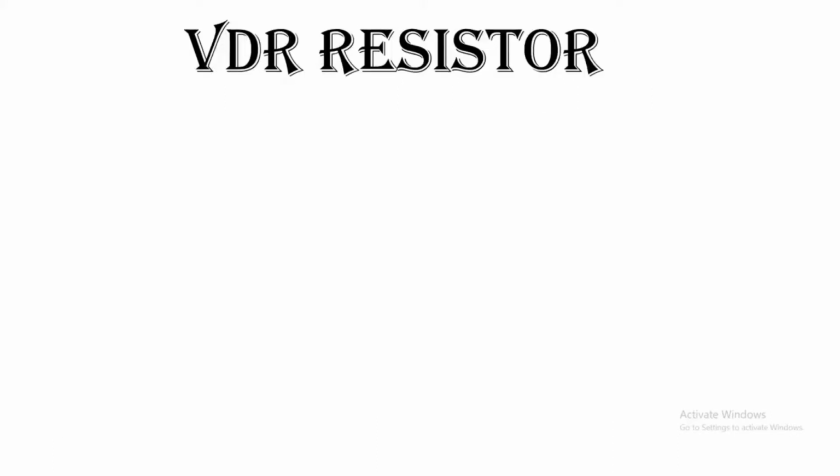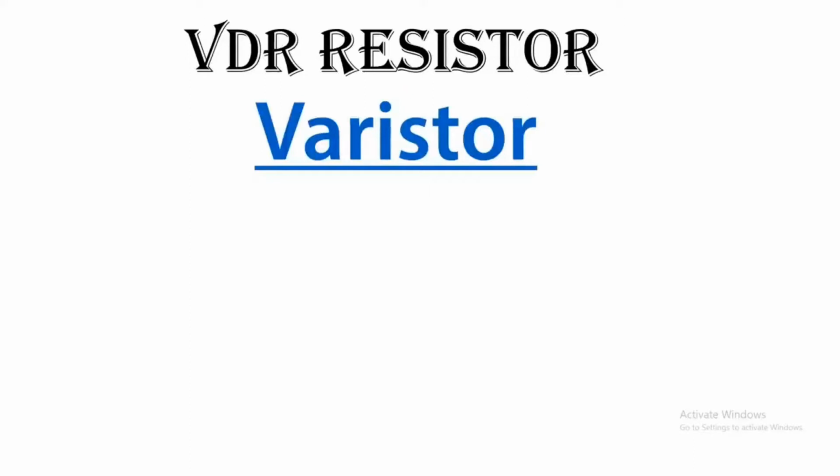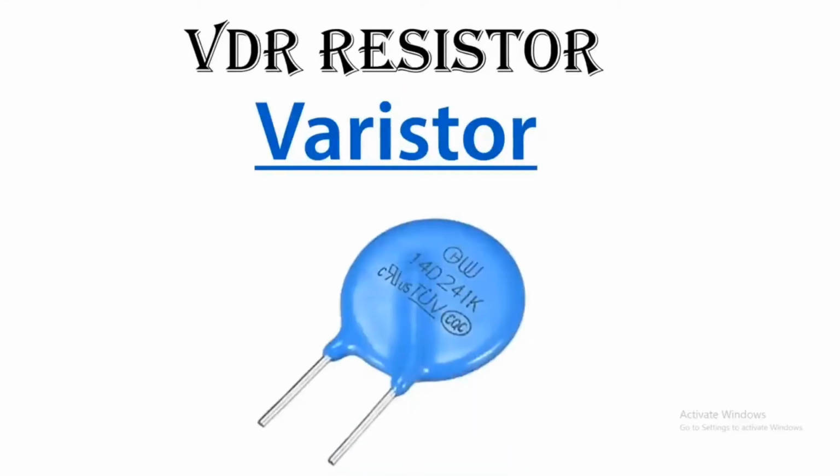The next type of resistor is the VDR resistor. VDR stands for voltage dependent resistor. It looks like this. We use this resistor in those parts of the circuits where there's a chance of the voltage going up and down. It controls the variation of the voltage, meaning the ups and downs of the voltage. When the voltage becomes high, the resistance of this resistor becomes low.